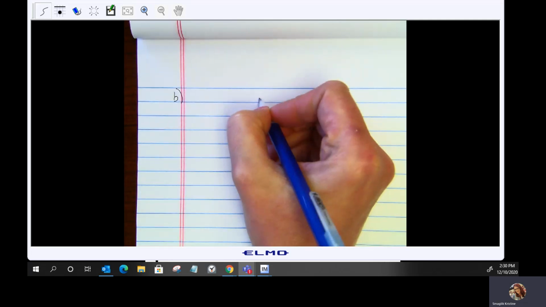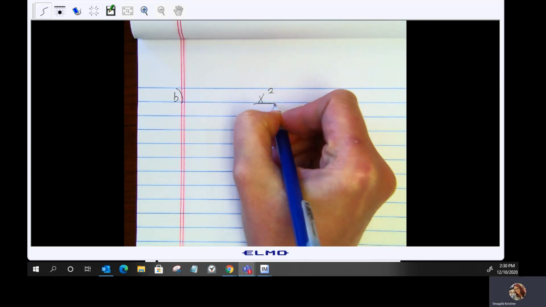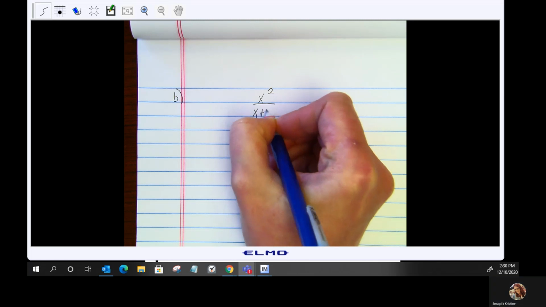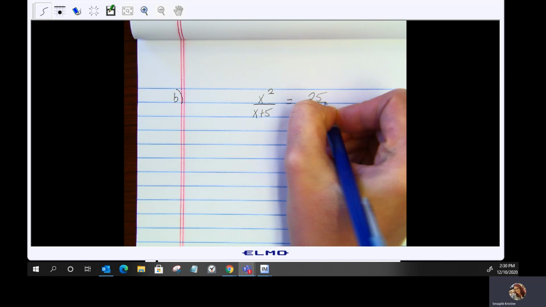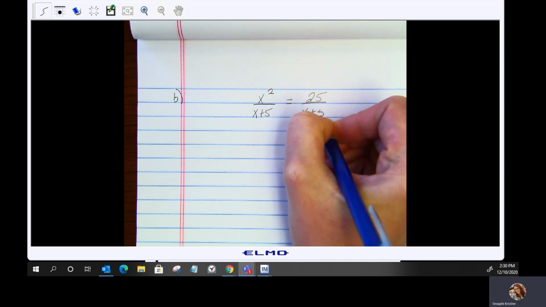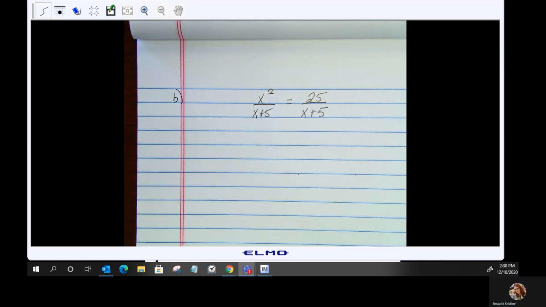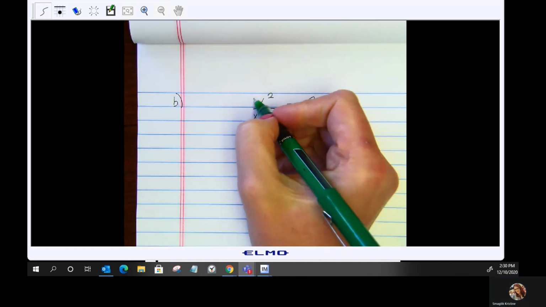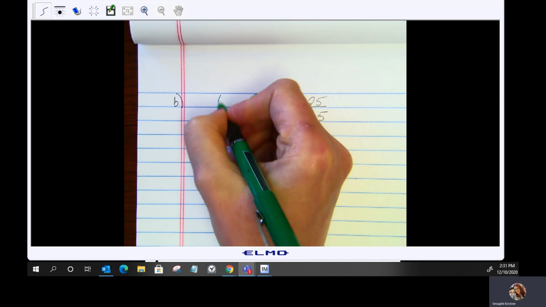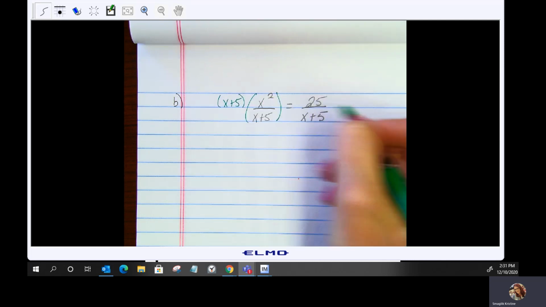Let's take a look at another. Let's look at b. b is x squared all over x plus 5 equals 25 over x plus 5. Let's clear the denominator. I'm going to multiply both sides by x plus 5.